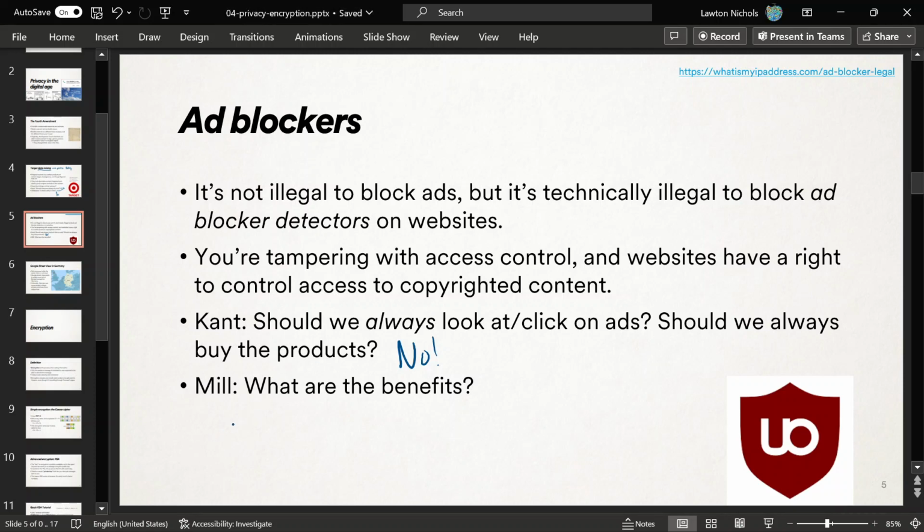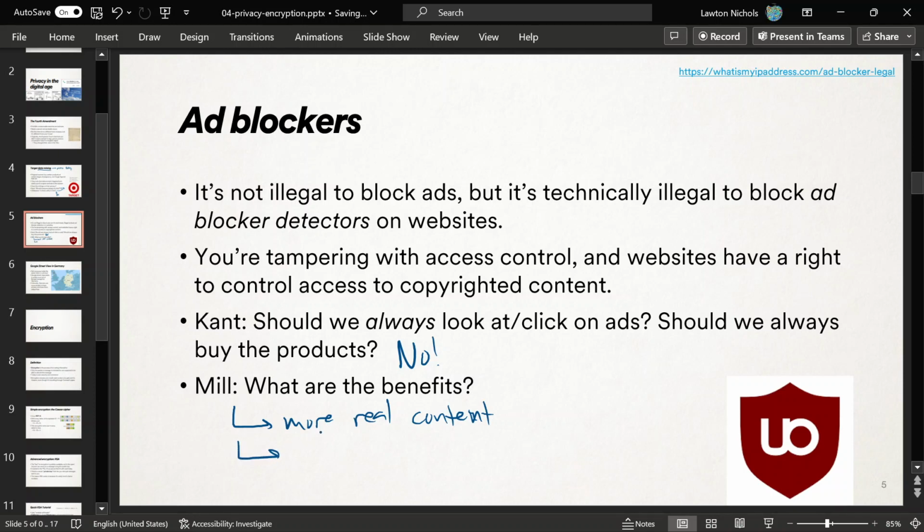And then Mill, again, a utilitarian, would try and weigh it. Again, there's always the perspective of the person who's showing you the ads and the person who's viewing the ads. Okay, so what are the benefits? What are the pros and cons of ad blockers and ad blocking? Well, a pro of blocking ads is that you get to actually read the article that you went to the website for, and you're not distracted. So you have more real content in front of you. So that's nice, saves you time.